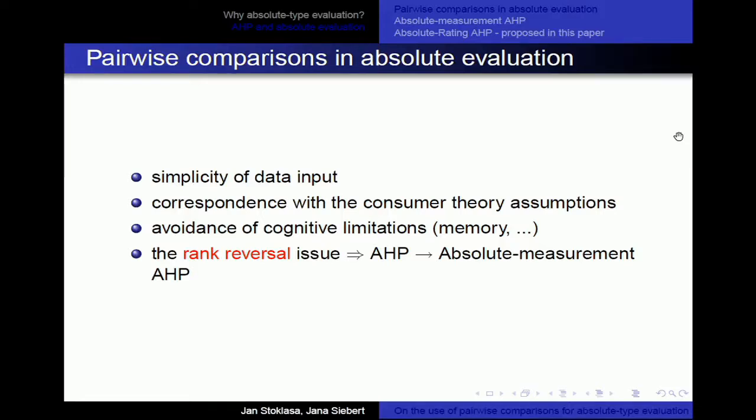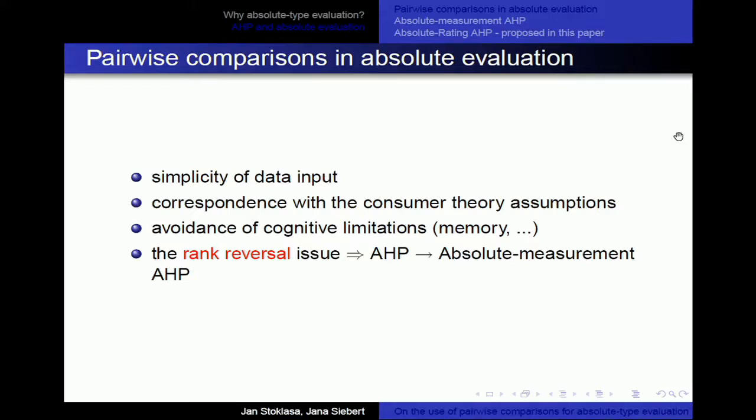So essentially, it would seem that data input through AHP or through pairwise comparison matrices might be a good idea. So let's consider it as a good idea, and let's see how far we can get and if we can obtain evaluations of absolute type.